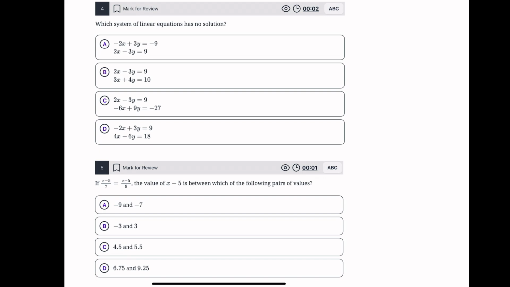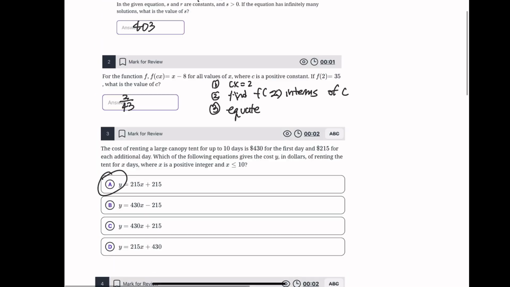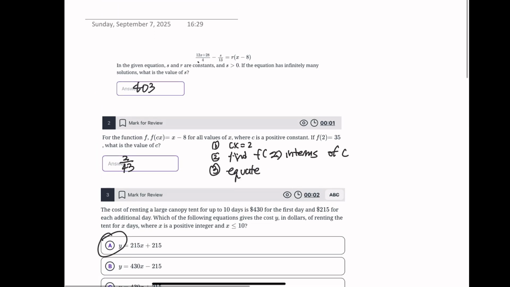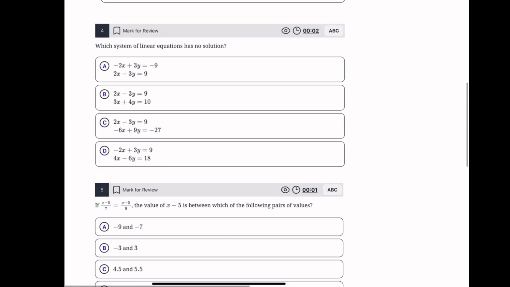Which system of linear equations has no solution? Now remember what I said before, this is essentially the same problem as the first problem here, because the first one asks you for infinitely many solutions, and the last one asks you for no solutions. And this is obviously in 2 dimensions. You're not going to be asked for anything in 3 dimensions, which is something different.